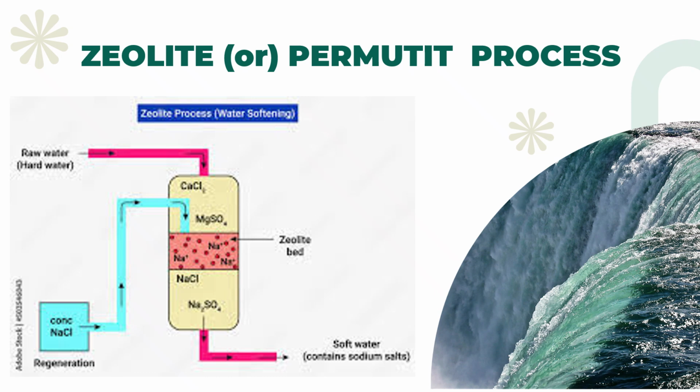This is the block diagram for the zeolite process. It contains four components: a column, inlet, outlet and NaCl tank. First, a column is packed with a zeolite bed. At the top, it has an inlet pipe for sending the raw water. At the bottom, it has an outlet for collecting the treated water. A tank having sodium chloride solution is connected to a side of the column. Initially, the water is allowed to pass through the sodium zeolite bed. During the flow, the hardness causing ions are retained by the zeolite bed as calcium zeolite and magnesium zeolite, while the outgoing water contains sodium salts only. That is called soft water.